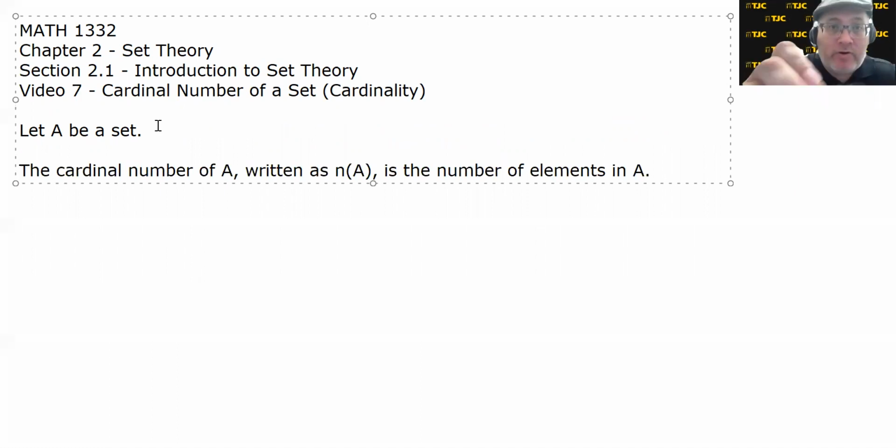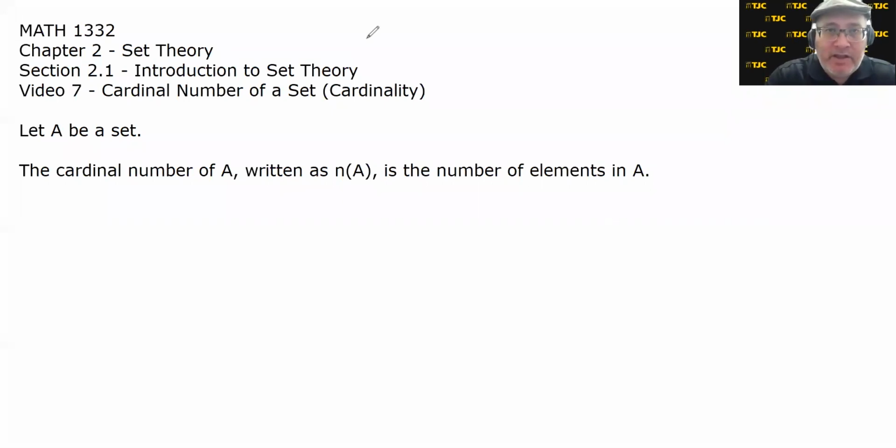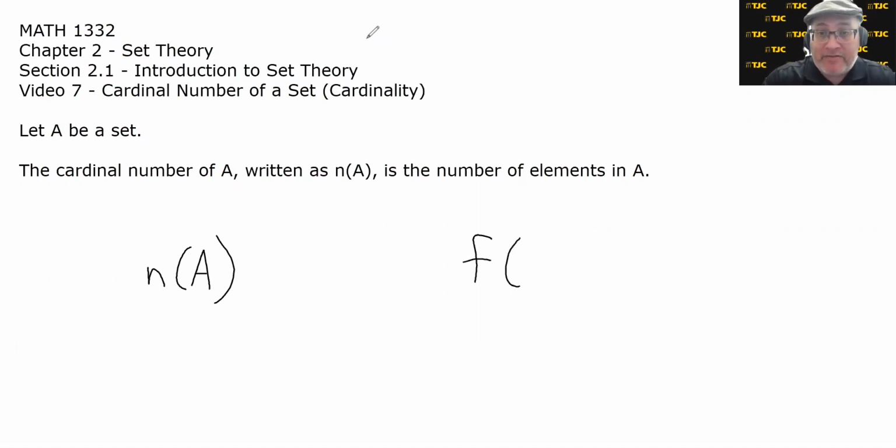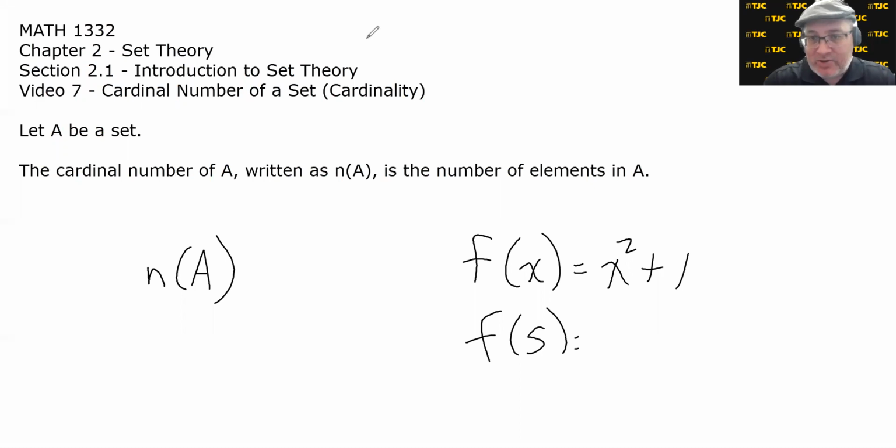The notation for cardinality of a set is just a lowercase n, followed by the name of the set in parentheses. This is similar to function notation. For those of you familiar with algebra, I'm about to remind you what that is. For the next 30 seconds, if you want to tune out, that's fine. But if you remember from algebra, you might have seen something like f of x equals x squared plus 1, and you're asked what f of 5 equals, and you substitute the 5 for the x's and you work it out.